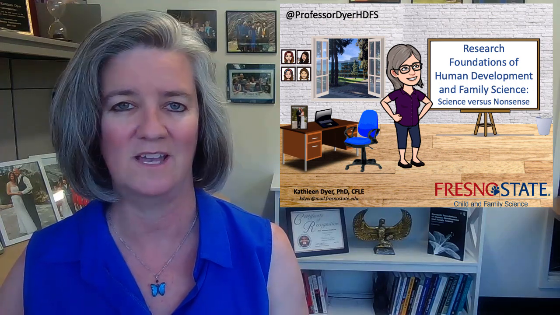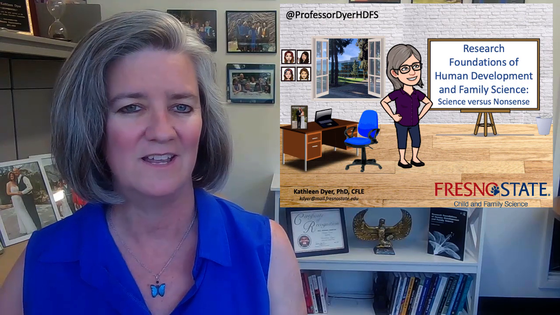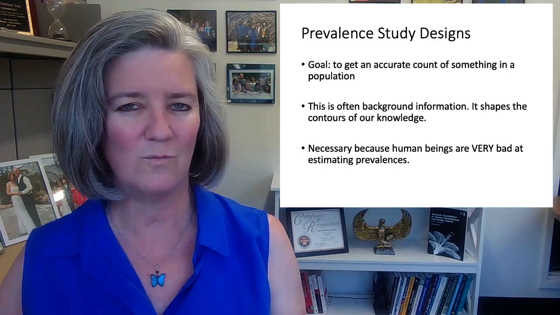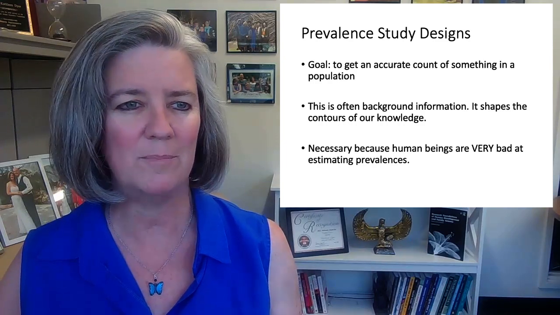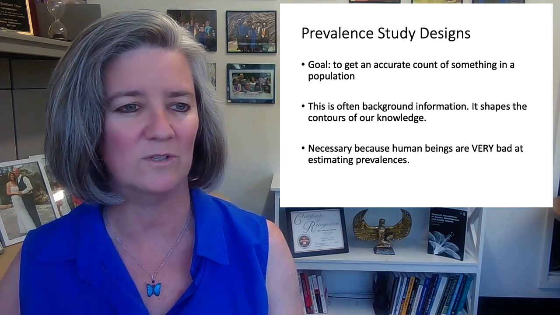So, how do scientists in HDFS know how often certain things are happening? Like, how do they count things on a really big scale to get things like marriage and divorce rates and birth rates and things like that? These are what I would call prevalence studies. There's a couple of different prevalence designs that we'll talk about.